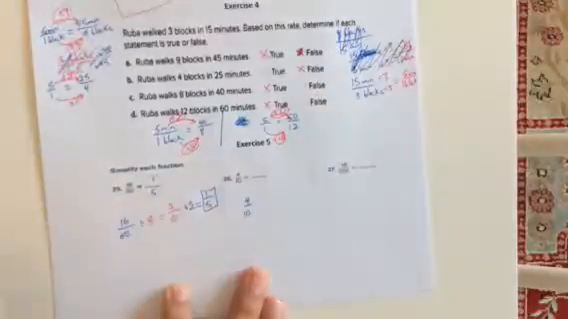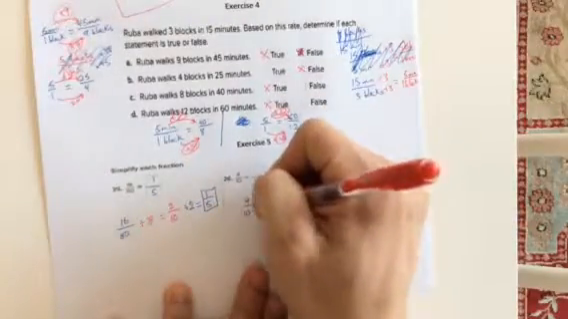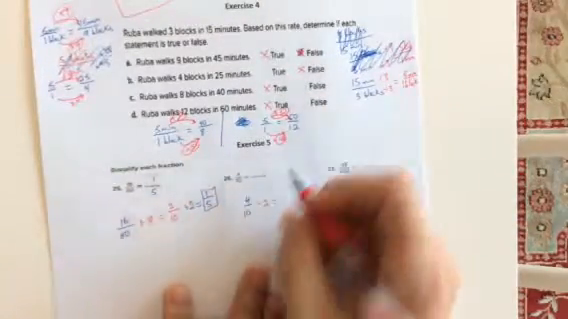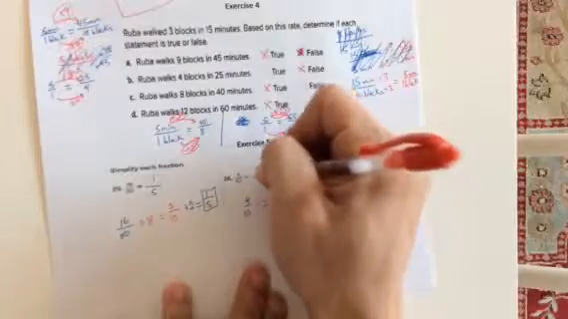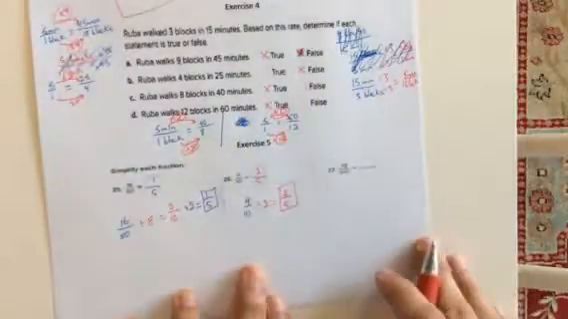So let's do this one. 4 over 10. I can divide both 4 and 10 by 2. 4 divided by 2 is 2. 10 divided by 2 is 5. That is simplified. There's nothing else that can divide both 2 and 5.